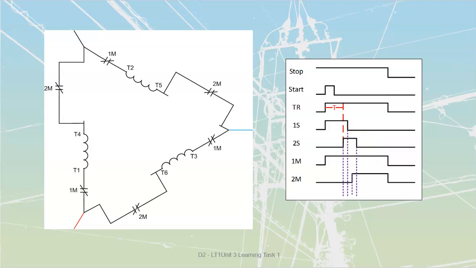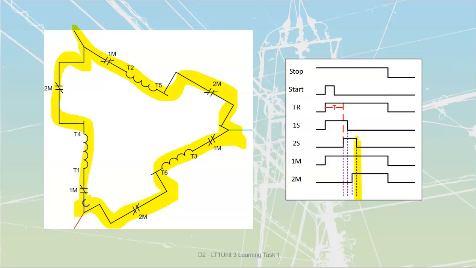The very last step that we see inside of here is where my 2S goes low, and it's just going to be 1M and 2M that are going to be high. We see that over here, 1M and 2M that are going to be high inside of these connections over here. Bringing us to a full delta type of operation.